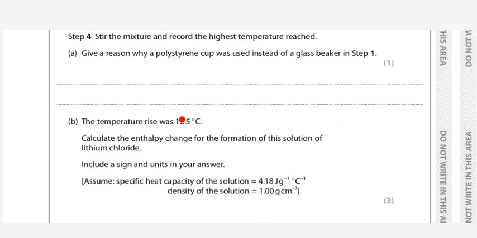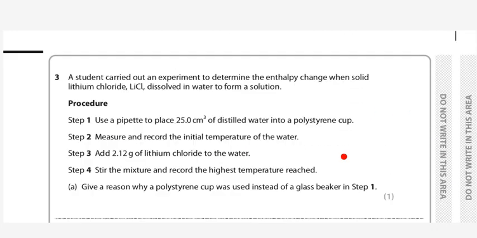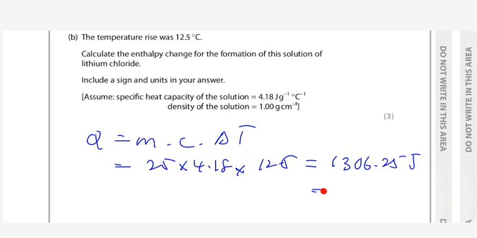So Q equals mcΔT can be used. m is the mass of solution. The mass of solution is 25. Heat capacity is 4.18. Temperature change is 12.5. So 25 times 4.18 times 12.5 is 1,306.25 joules. In kilojoules, 1.30625 kilojoules, right?